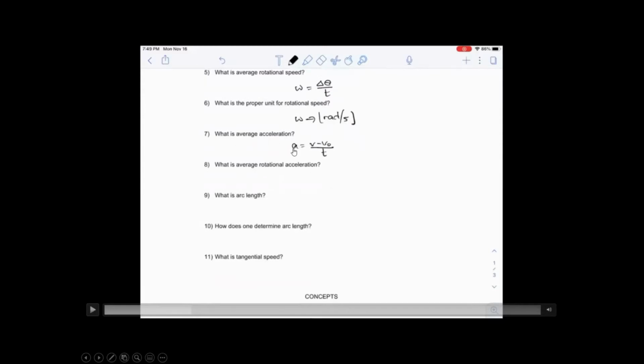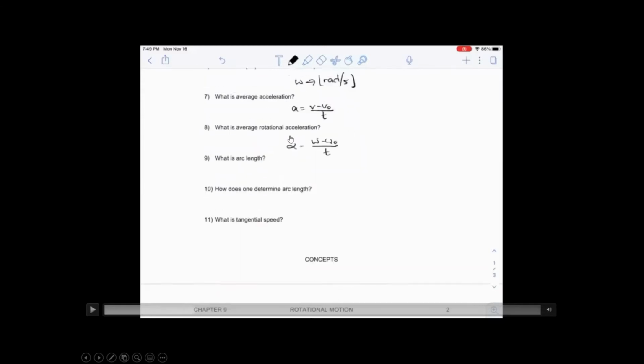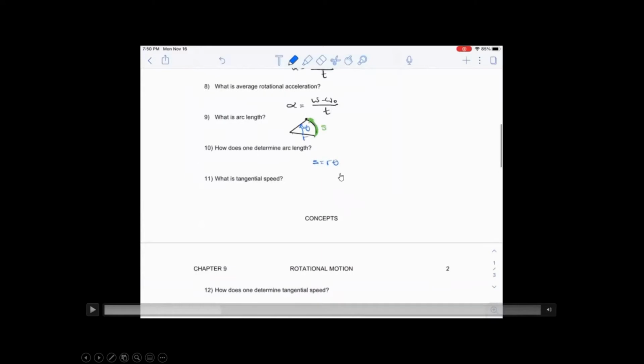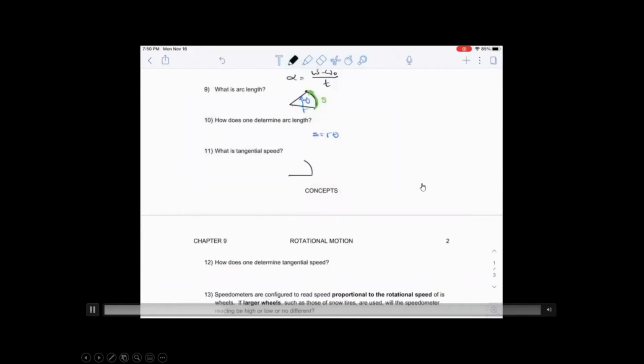The average acceleration is how fast the measured velocity changes in time. Average rotational acceleration is how fast the rotational velocity changes in time. Arc length is the length of a curvature. You can figure out the arc length if you know the rotational displacement. The only thing you have to do is multiply the rotational displacement with the radial distance where you want to measure the arc length.